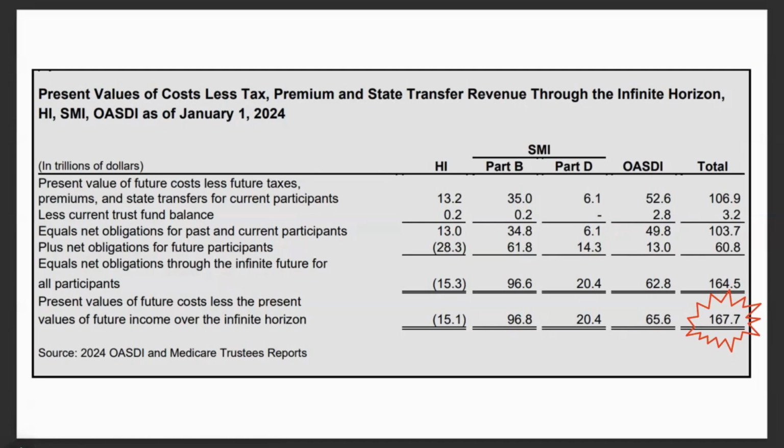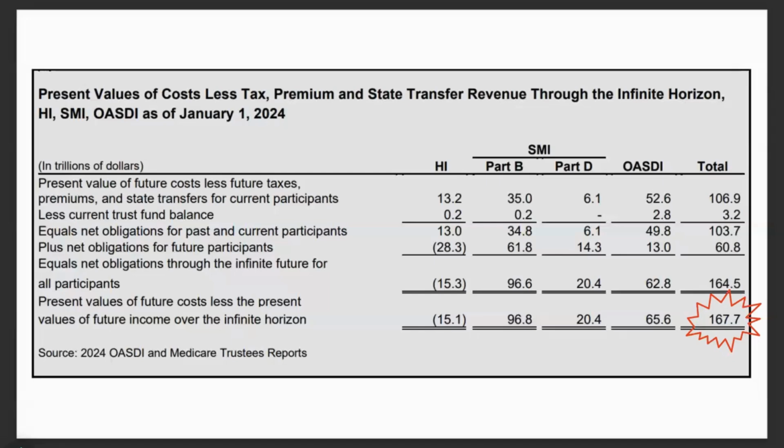And at the bottom line there, you can see OASDI, that's Social Security, that's old age, survivor, and disability insurance, costing 65.6 trillion for the US government. Medicare Part B, that's hospital and doctors, 96.8 trillion. Part D is the prescription drugs, costing 20.4 trillion. And then HI, that's hospital insurance, and the government anticipates that to be profitable by $15.1 trillion.